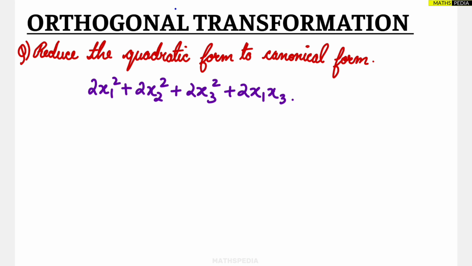So hey guys, in this video we are going to learn what orthogonal transformation is, which is related to the quadratic form. We are given a question: to reduce the quadratic form given over here to the canonical form using the orthogonal transformation. So here, first we have to convert this quadratic form into a matrix.